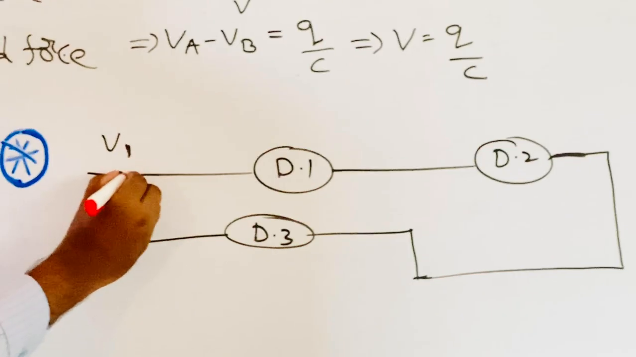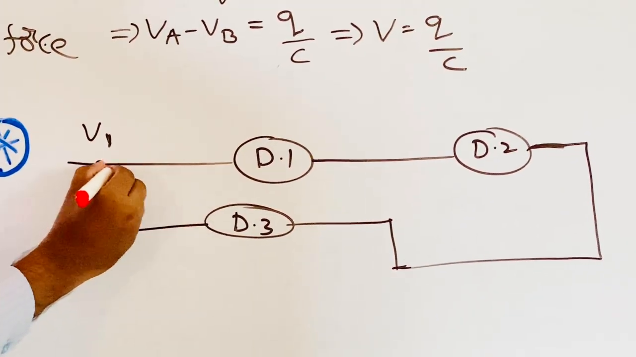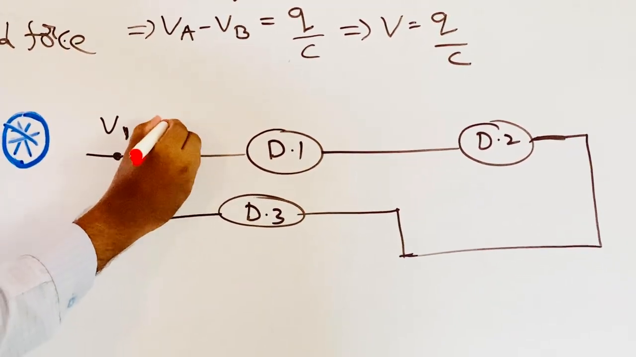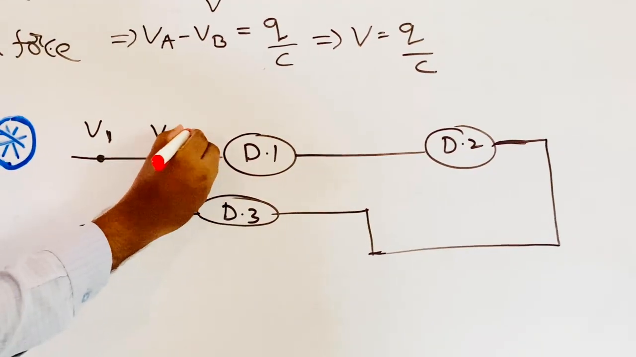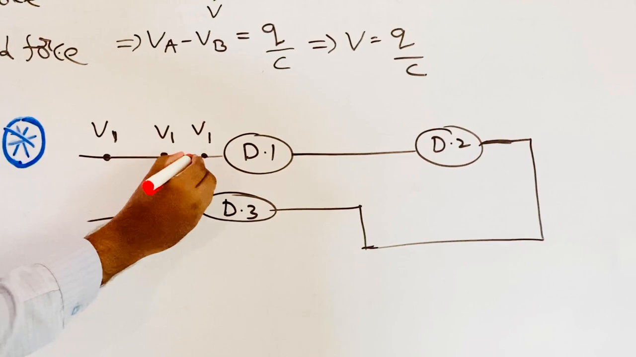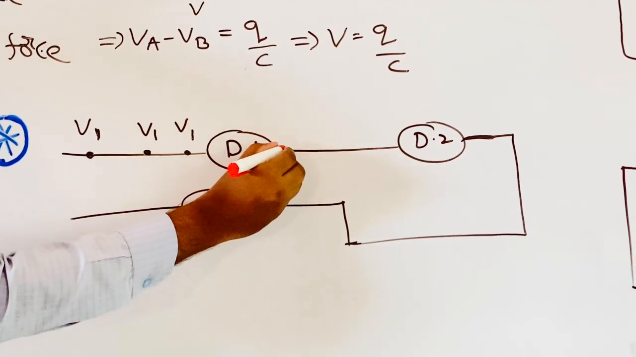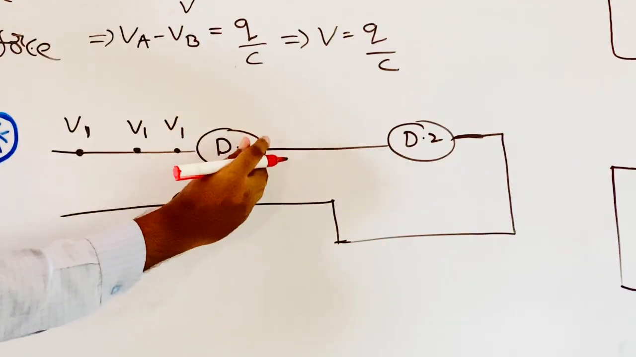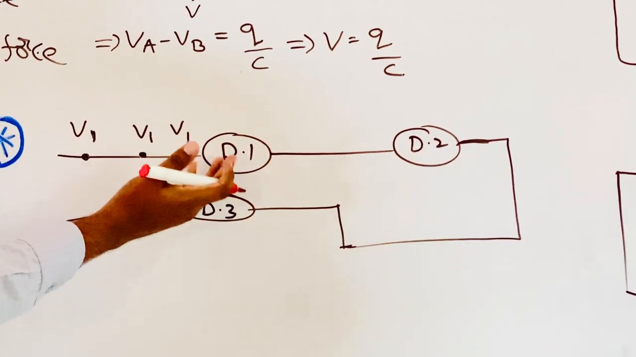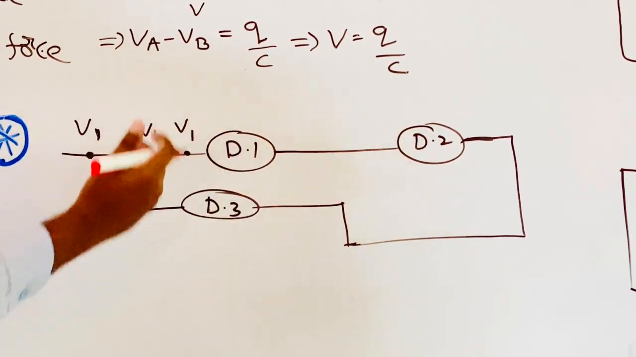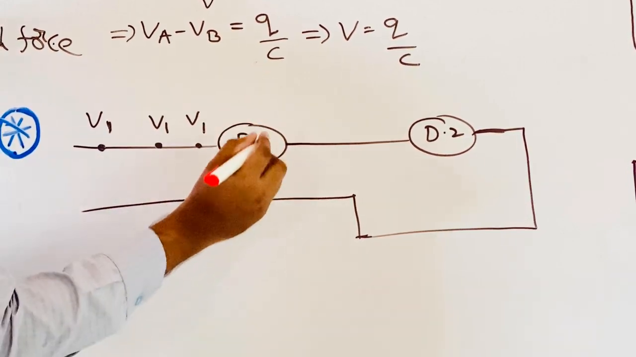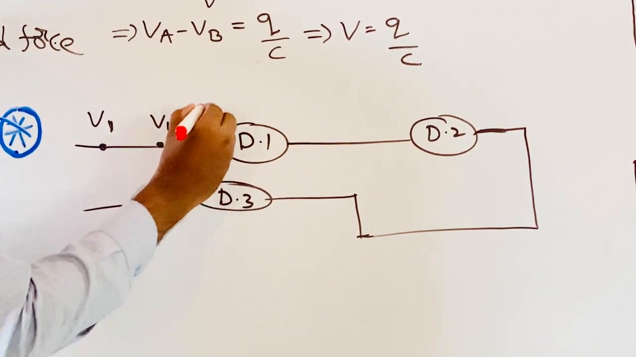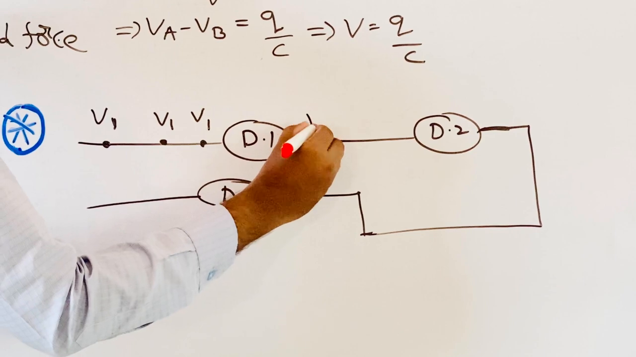Okay, now I am moving in this manner. Any electronic device here? No. Here also, what is the potential? V1. Here also, there is no electronic device. Here also, potential V1. But whenever you are crossing this electronic device 1, that electronic device may be anything, TV, bulb, fan, whatever it may be, at that time the potential changes from V1 to V2.